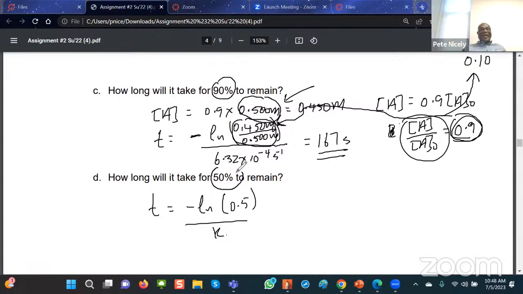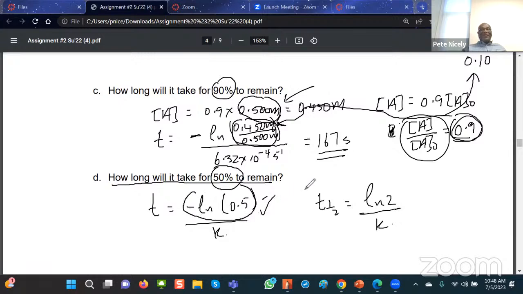Remember we talked about the half-life. By definition, the half-life is the time taken for half the amount of reactant to react, right? So this is basically asking for the half-life. It doesn't say so directly, but that's what this question is saying. So you're right, you could use this way of approaching it, but you can also use the half-life formula, which is basically the same thing, ln2 over k, because it turns out that minus ln 0.5 is the same thing as ln2.